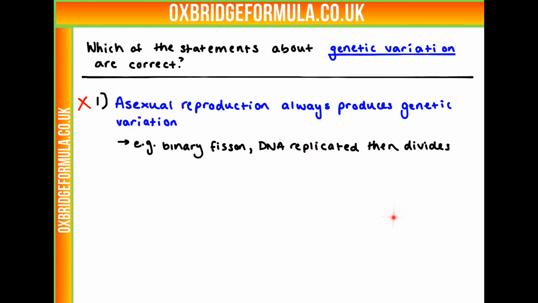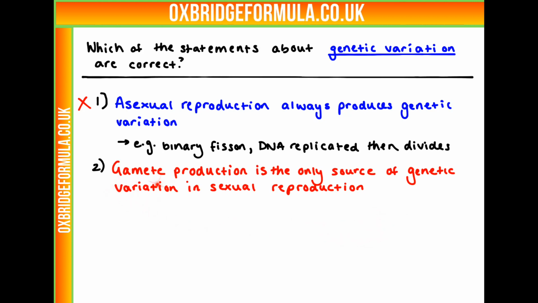Moving on to the second statement: gamete production is the only source of genetic variation in sexual reproduction. For this statement, have a think about what happens before and after gamete production and whether that can produce any genetic variation. And we see that it actually can. Before gamete production, we've got independent assortment and crossing over of the chromosomes ready to divide into new cells. That in itself can cause genetic variation, as the chromosomes may not align identically in each cell and can cross over and swap some genetic material.